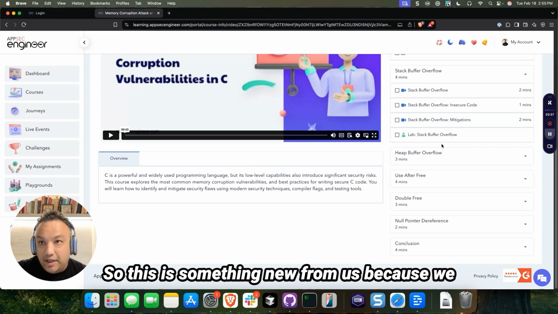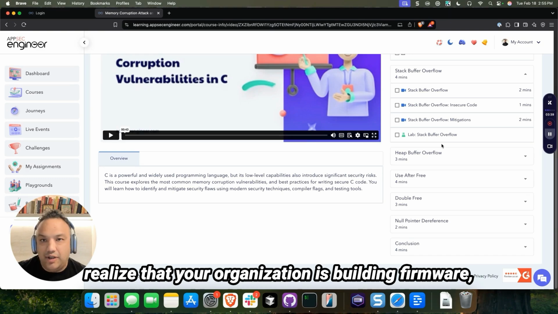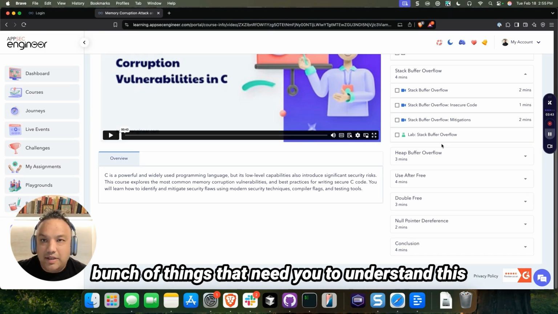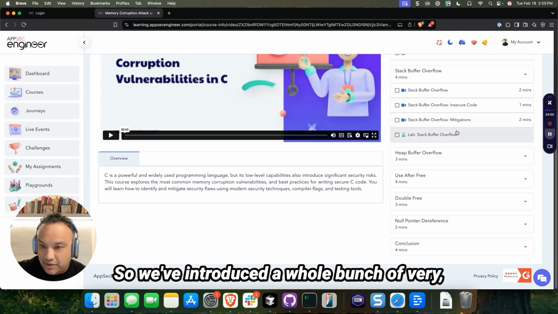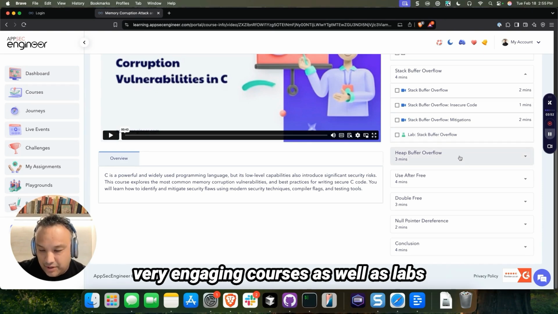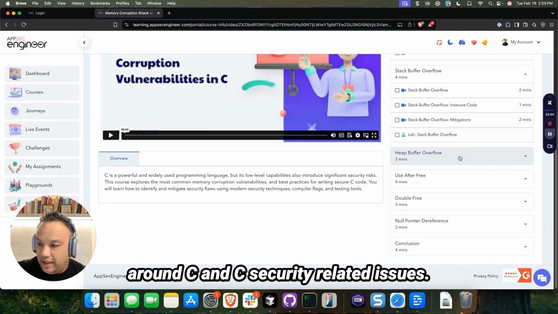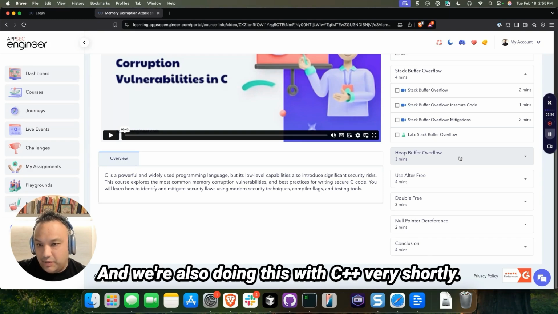So this is something new from us because we realize that your organization is building firmware, they're building libraries, they're building a whole bunch of things that need you to understand this stuff and your developers to understand this stuff. So we have introduced a whole bunch of very, very engaging courses as well as labs around C and C security related issues. And we're also doing this with C++ very shortly.